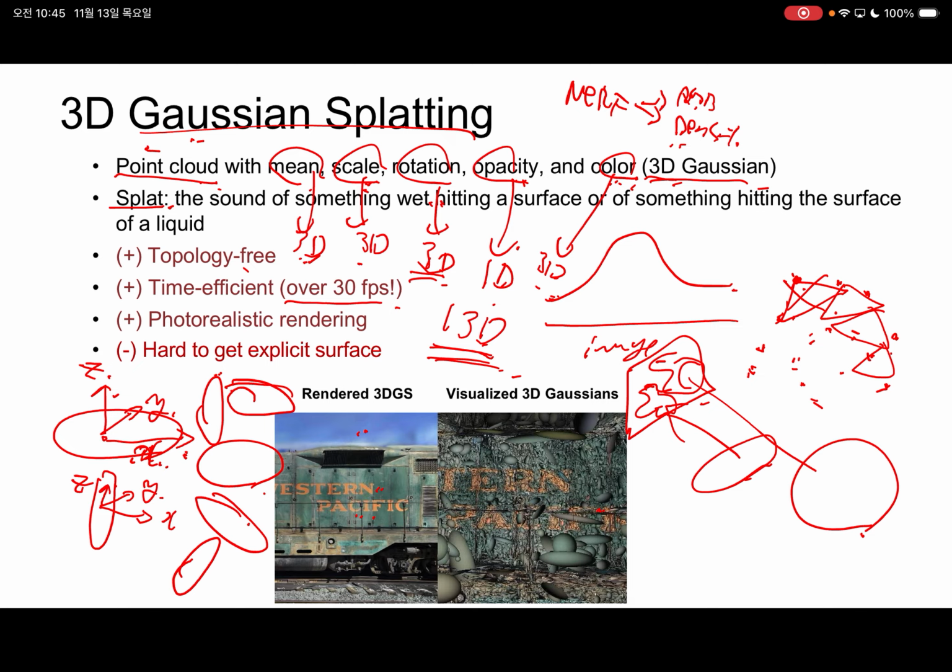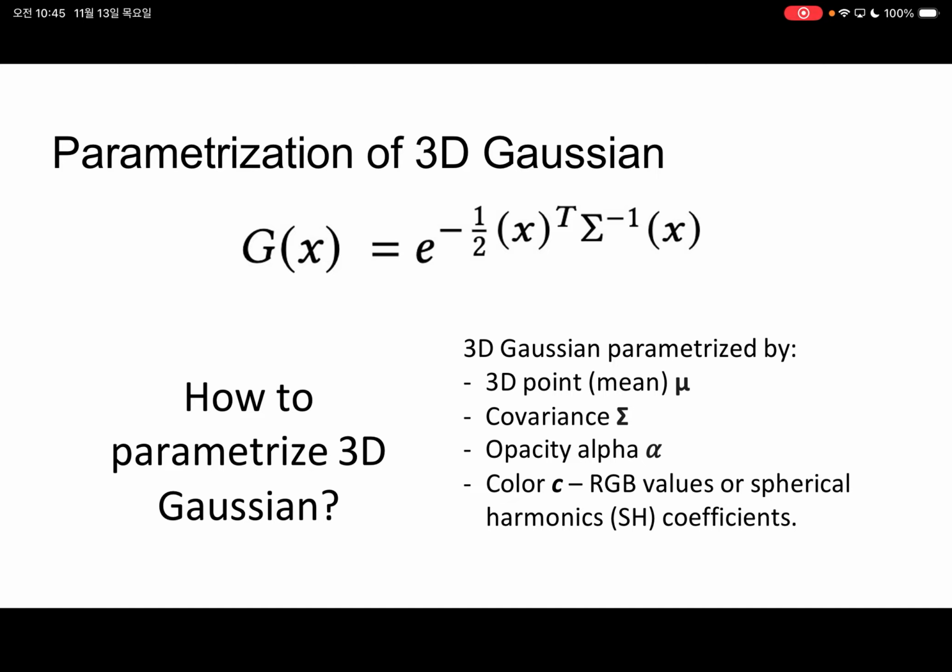And as you can see, this is just a point cloud, so it's hard to get an explicit surface. Sometimes an explicit surface is very useful in many cases, actually. But the 3D Gaussian splatting drawback is that it is hard to get an explicit surface. So as I said, this is the parameterization of a 3D Gaussian: mean, a 3D point. And covariance is the combination of scale and rotation, right?